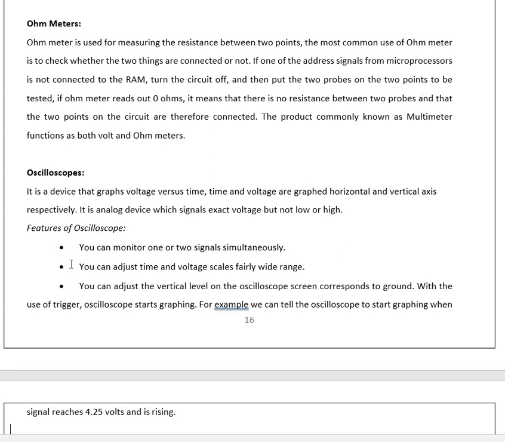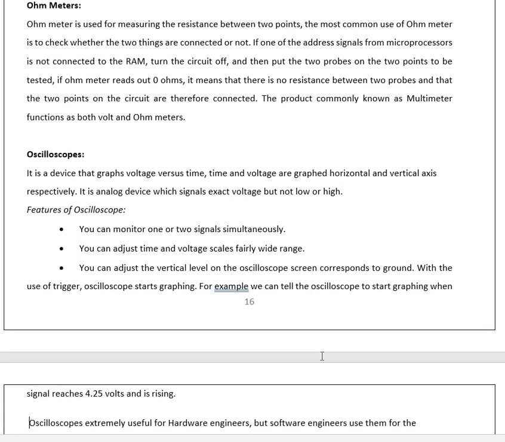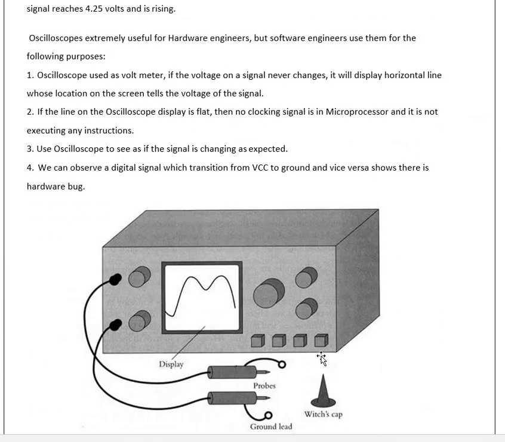And the features of an oscilloscope are: you can monitor one or two signals simultaneously. You can adjust the time and voltage scales over a wide range. You can adjust where the vertical level on the oscilloscope screen corresponds to ground. With the use of a trigger, the oscilloscope starts graphing. For example, we can tell the oscilloscope to start graphing when the signal reaches 4.52 volts and is rising. And these oscilloscopes are extensively used by hardware engineers and also used by software engineers.